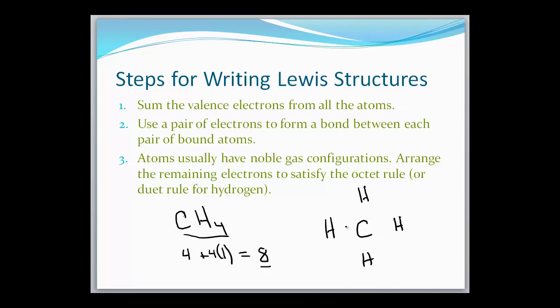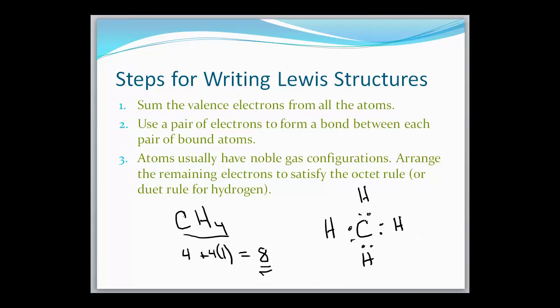So everything except hydrogen has 8 valence electrons to satisfy the octet rule. Hydrogen, as we know since it's in the first energy level, 2 electrons will satisfy its outermost energy level. So hydrogen only needs 2 around it. So I'm going to put 1, 2, 3, 4, 5, 6, 7, 8, my 8 valence electrons. This carbon can count all of these as its own.